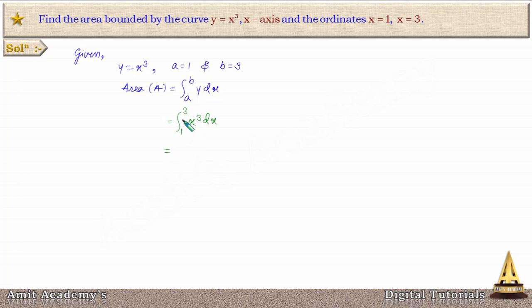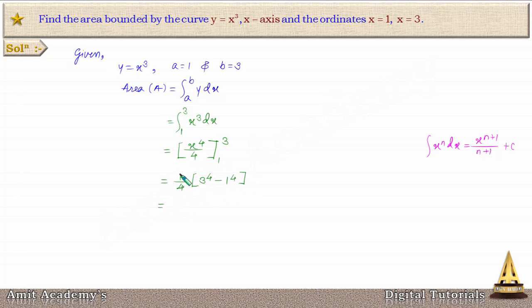Now here we can use the formula of x raised to n. The formula is the integration of x raised to n dx is equal to x raised to n plus 1 upon n plus 1, plus c. Here n is 3, so as per this formula, I can write x raised to 4 upon 4, and the limits are from 1 to 3. So I'm writing this 4 outside the bracket, so I'll get 1 upon 4 in square brackets. For this x, first we have to write the upper limit, that is 3, so I'll get 3 raised to 4, minus, for this x, now we put the lower limit, that is 1, so I'll get 1 raised to 4.